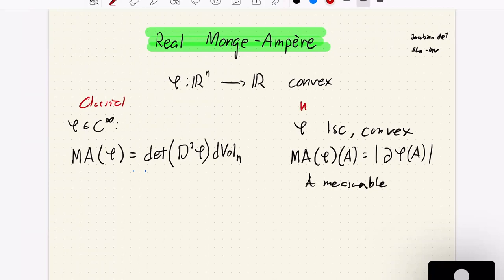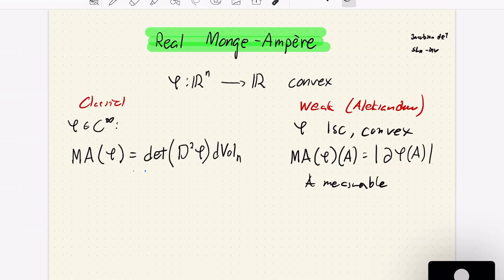And then there is also the weak definition, which is in some sense quite classical as well. It's due to Alexandrov. So here we just need phi to be a lower semi-continuous convex function. And then the Monge-Ampère measure of phi is defined by saying that if I take a measurable set A and plug it into my Monge-Ampère measure, then what I get is exactly the volume of the gradient image of A.